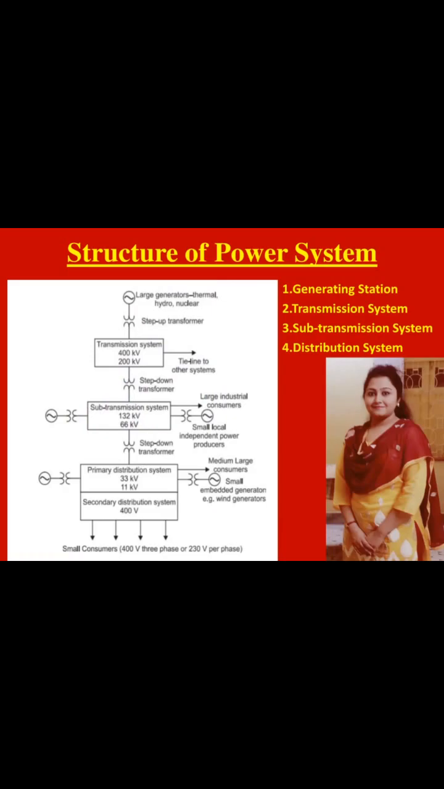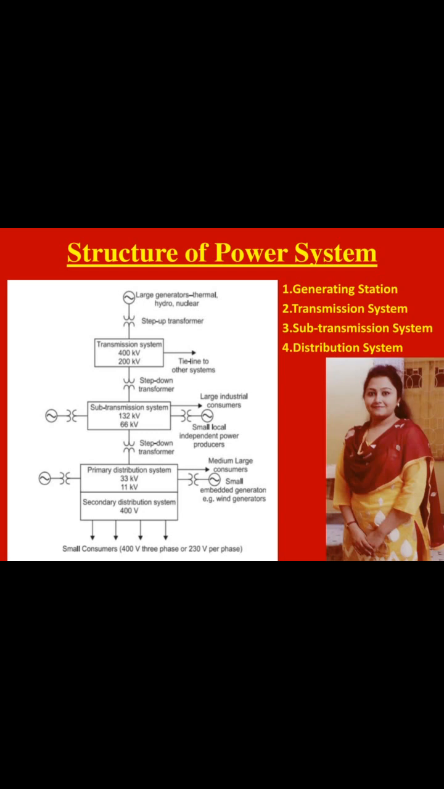Structure of power system. The major components of a power system are generating stations, transmission, sub-transmission and distribution system. Generating stations and a distribution system are connected to transmission lines, which also connect one power system to another. A distribution system connects all the loads in a particular area to the transmission lines.